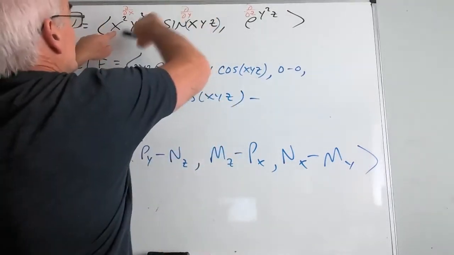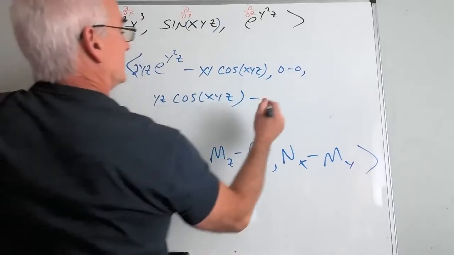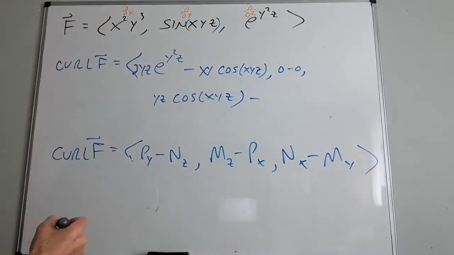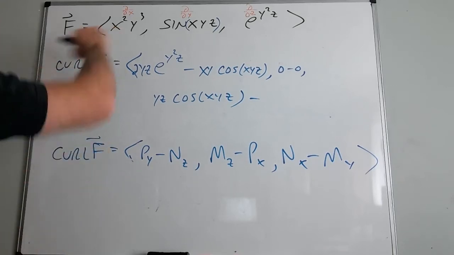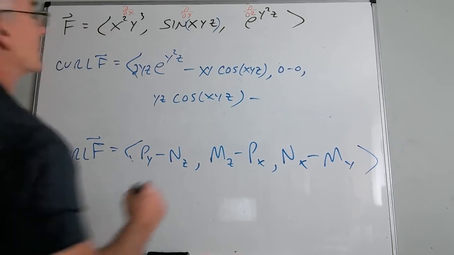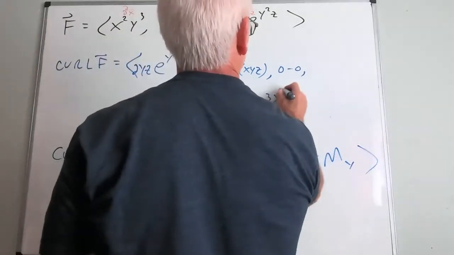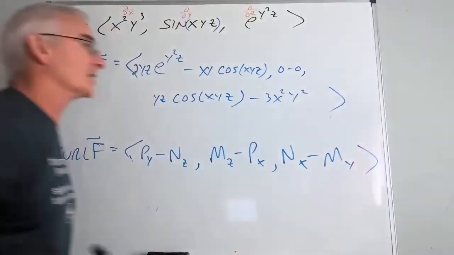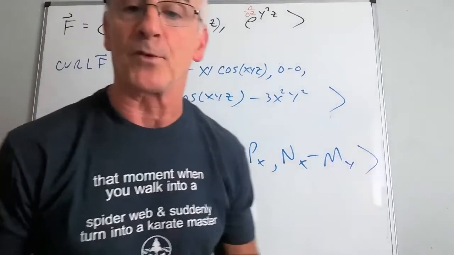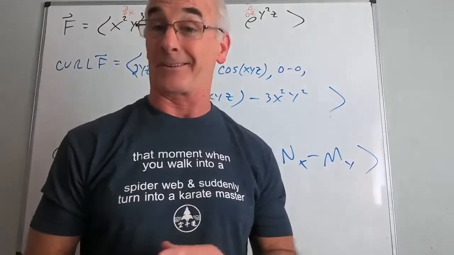And then minus the partial with respect to y. What's the partial with respect to y of that guy? 3x squared y squared. 3x squared y squared. And I got this big old ugly vector. I don't know what to do with it. But actually, it turns out the curl is a wonderful way of checking on certain things.